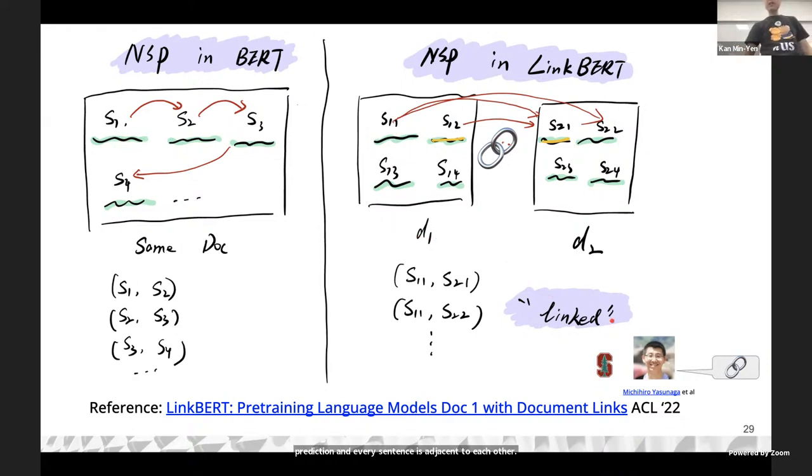And so Michi proposed that we can create new sentence pairs by linking two documents together. The way he does so is through the hyperlinks in the documents, like in Wikipedia, where every document or page is linked together. Here S12 has been hyperlinked to S21, from document one to document two. Then every sentence in D1 and D2 can potentially create a new sentence pair, linked together as a new form of sentence relation to predict.